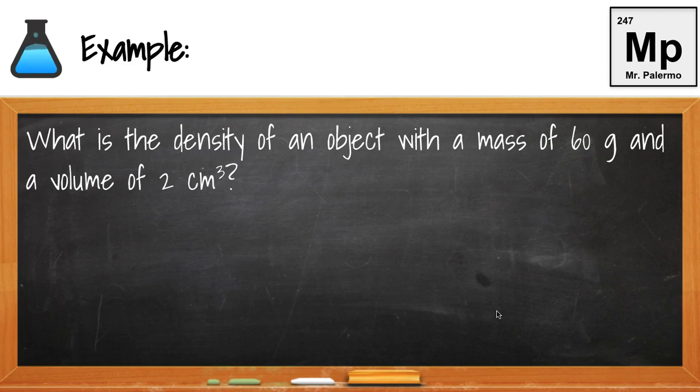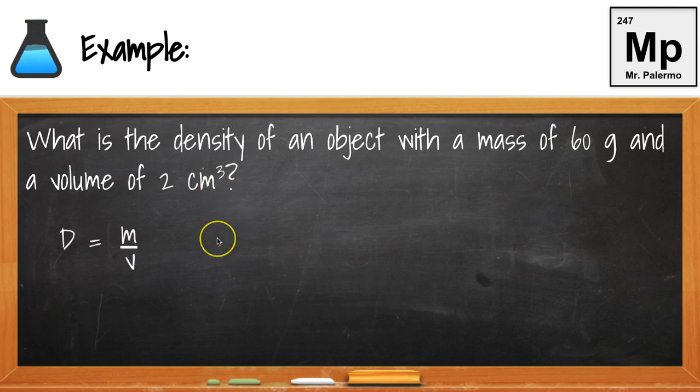All right, so what is the density of an object with a mass of 60 grams and a volume of 2 centimeters cubed? So if you're given a problem, first thing you have to do is figure out which formula you are using. In this case, it's pretty simple. They say density. But if it didn't say that, if you were lost, look at the units. We have grams, which is mass, and we have volume, which is centimeters cubed. So if you go on your reference table on table T, find a formula that has mass and volume in it, and you'll see it's the density formula.